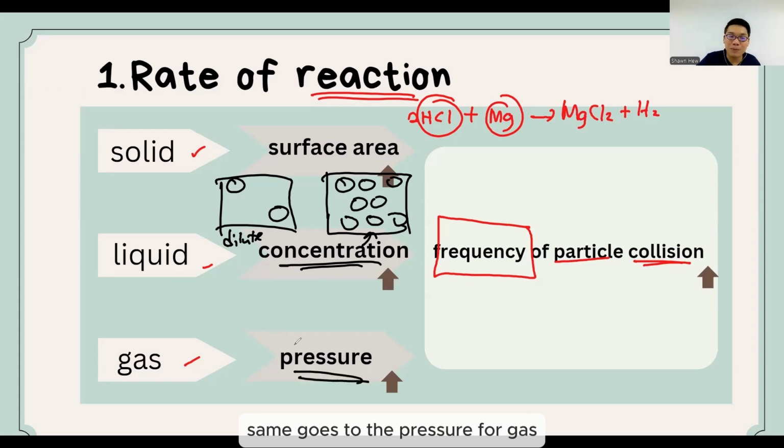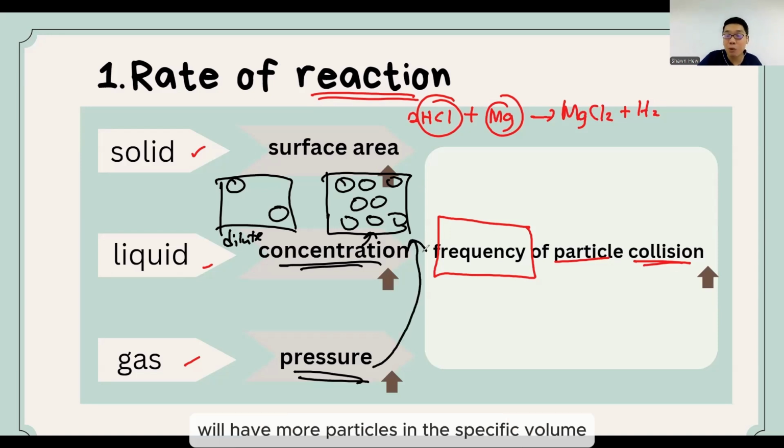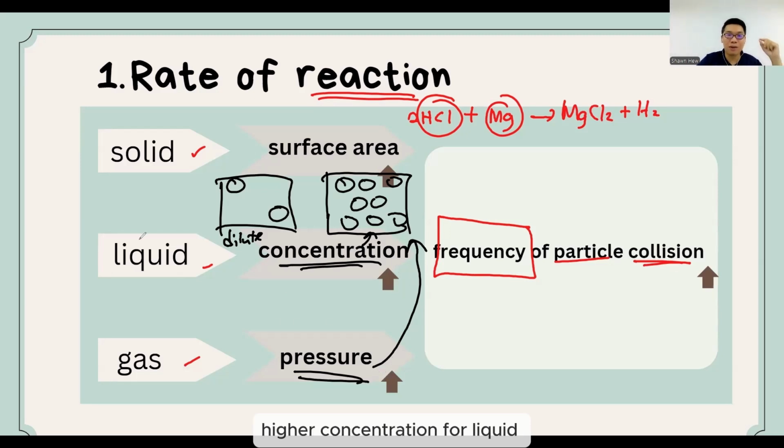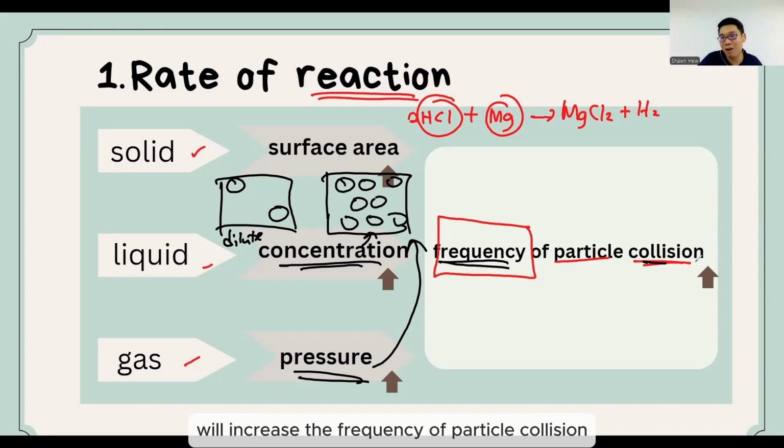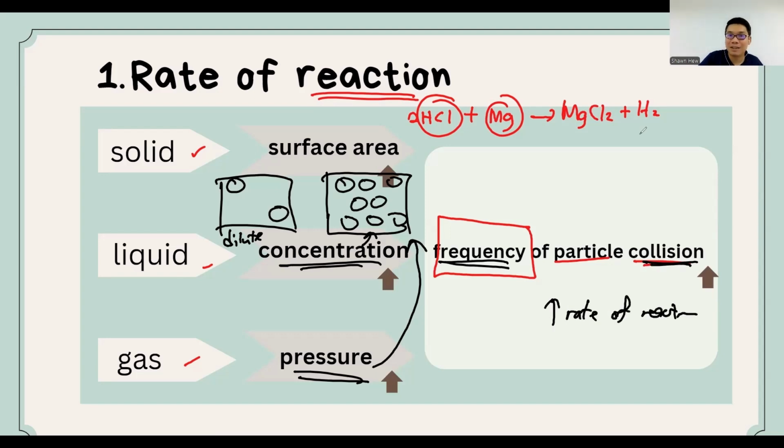Same goes for the pressure of a gas. If pressure is very strong, it means that we compress it and the particles are very compact. That's why high pressure will have more particles in a specific volume. That's why higher pressure for gas, higher concentration for liquid, and higher surface area for solid will increase the frequency of particle collision. That's why it increases the rate of reaction.